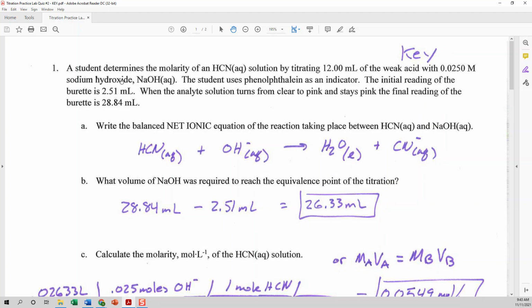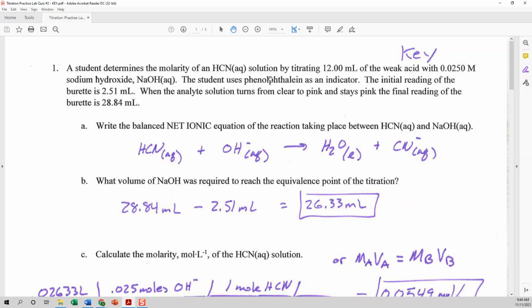If we try to visualize what's going on here, the HCN is the solution we don't know the molarity of. So this is the solution that goes into our flask. In this scenario, the person doing the titration took 12 milliliters of the HCN solution and put it in the flask. So we have acid in the flask, and then we are slowly adding sodium hydroxide to it to see how much of the sodium hydroxide, which would be our titrant solution, how much of this solution, which we know the molarity of, is required to react with this much of the HCN. So we could eventually figure out the molarity of HCN, right?